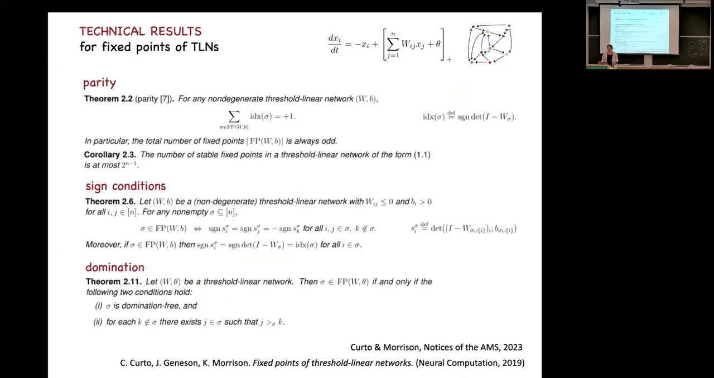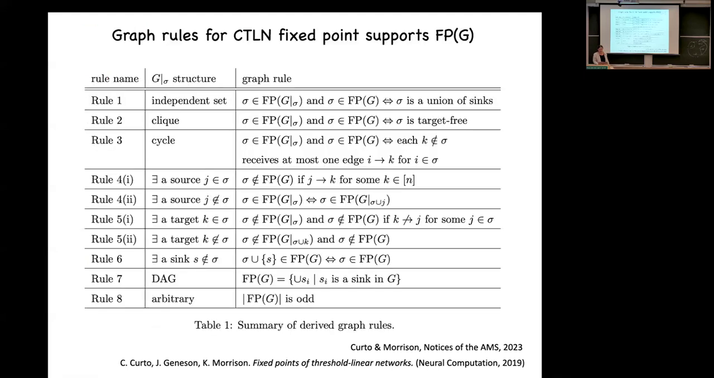Okay, so we've had old results. I talked about these a little bit yesterday, so I'll fly through them today, but just so you know, there are some technical results on these networks that have been published before and reviewed in this review paper with Katie Morrison. It has a lot of the older results, so look at that if you're curious. In particular, we derived all these graph rules, which allow us to directly connect graph features to properties of fixed points, right?